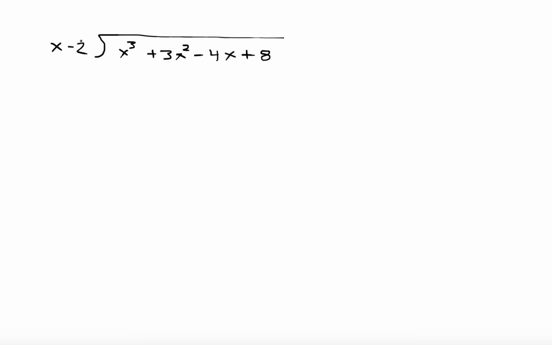Okay, so the first thing we want to do is take the first term in the dividend, which is x cubed, and take the first term in the divisor, which is x. And then we want to divide these together. Okay, so x cubed divided by x, right? So we're just taking the first term in the dividend, the first term in the divisor, dividing them together. You notice x cubed divided by x gives us x squared, right? So this x squared is going to be the first term that goes up here.